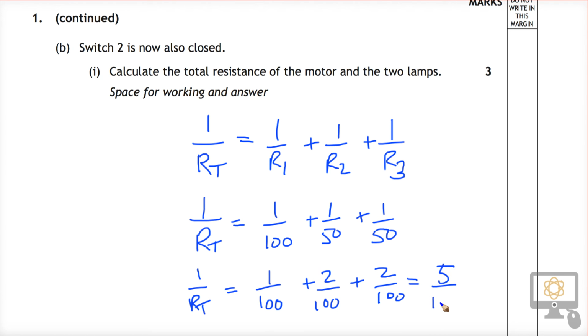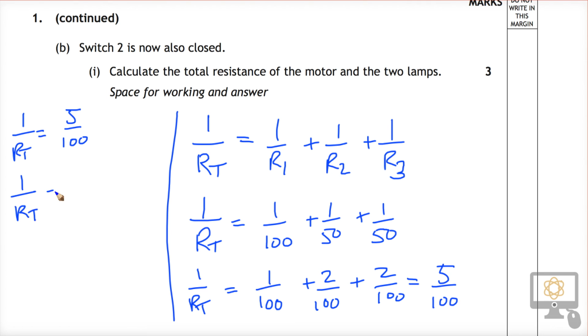I'll just move up here into this space to finish the question. Just put a line down there. So 1 over RT is equal to 5 over 100. Now 5 over 100 can be simplified, so 1 over RT is equal to 1 over 20. If we divide the top and bottom by 5, we get 1 at the top and 20 at the bottom. So that's it simplified.